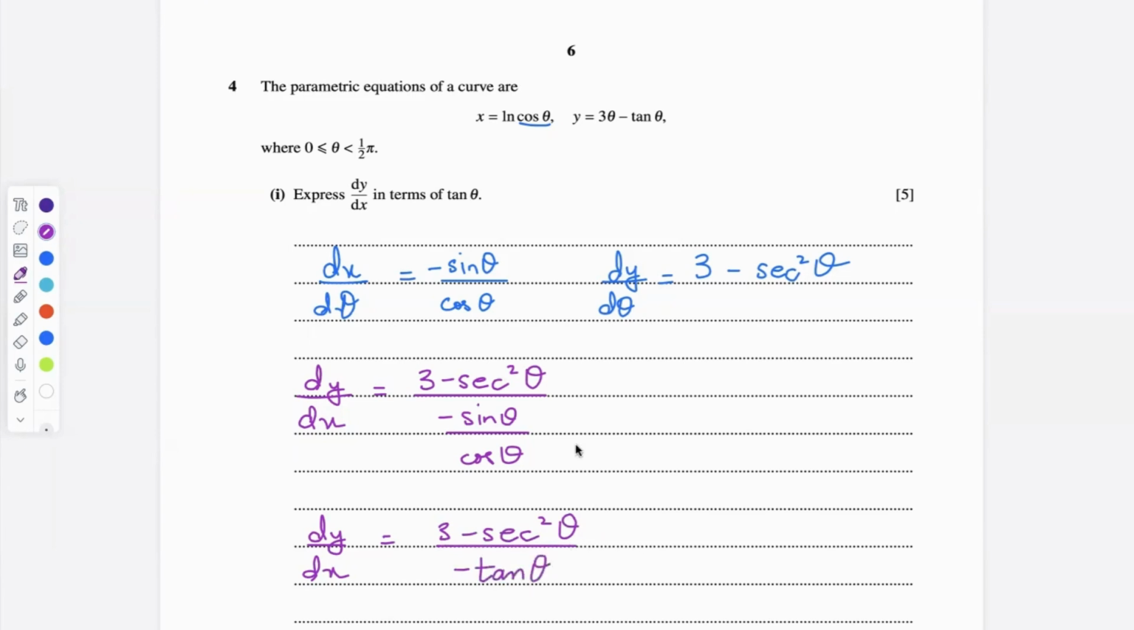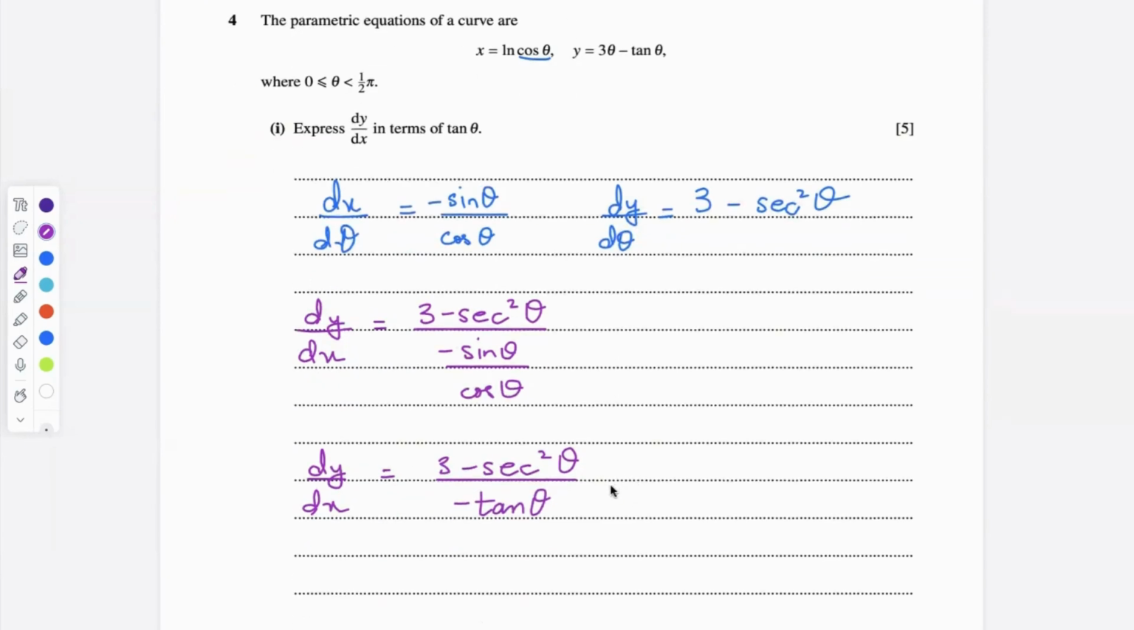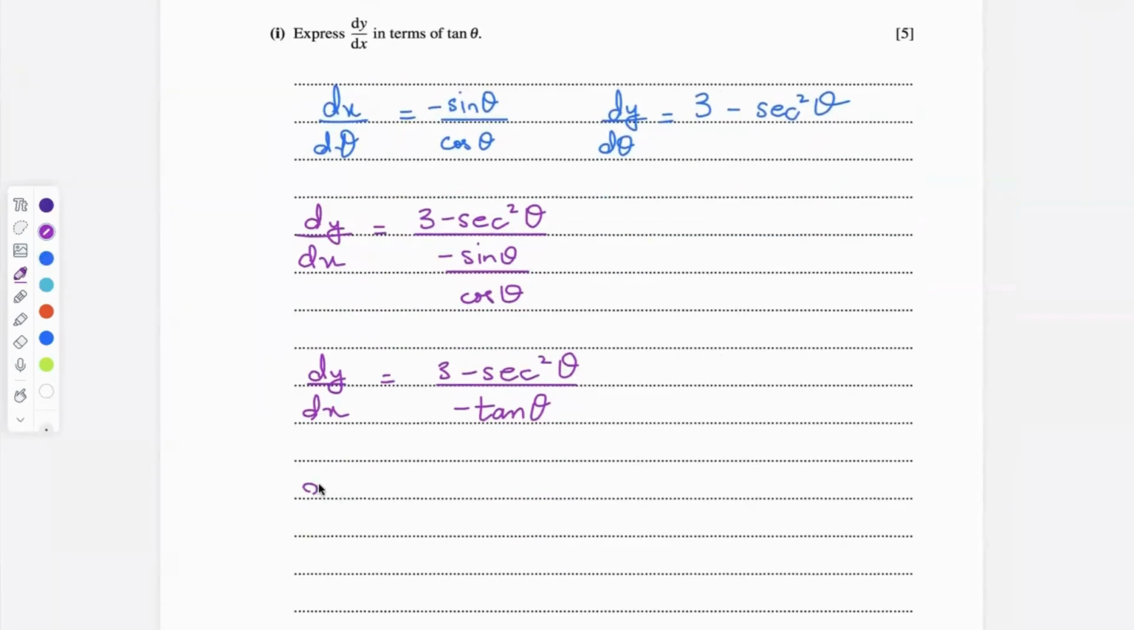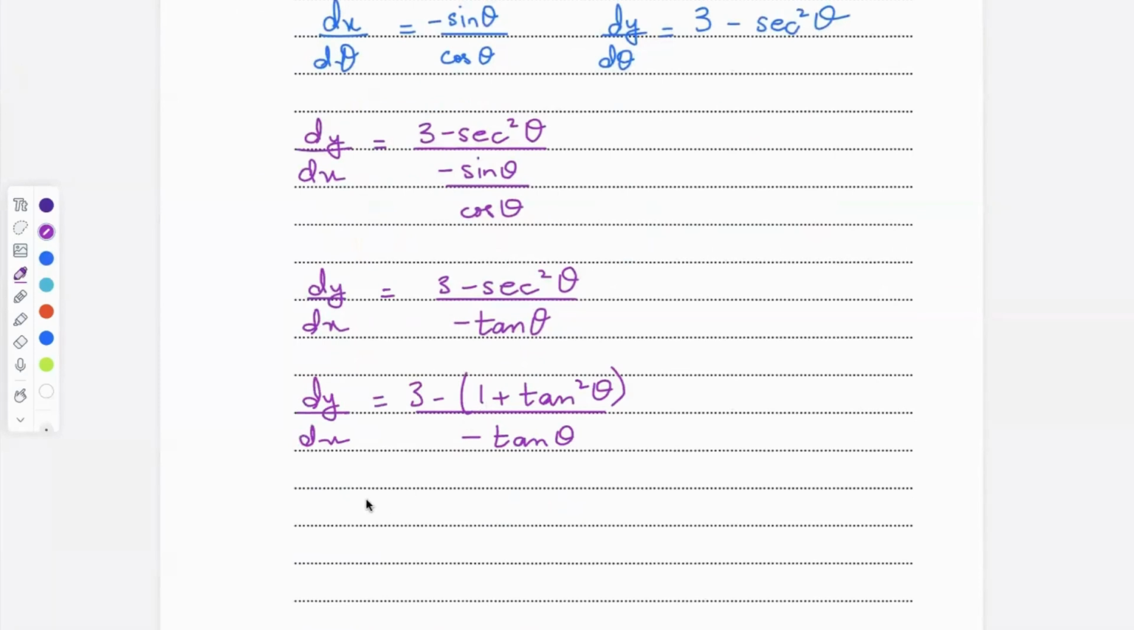And now we can write an identity in place of sec squared theta. We know that 1 plus tan squared equals sec squared. So dy/dx equals 3 minus 1 plus tan squared theta, divided by minus tan theta. Simplifying, we'll get 3 minus 1, which equals 2. So that will become 2 minus tan squared theta divided by minus tan theta.